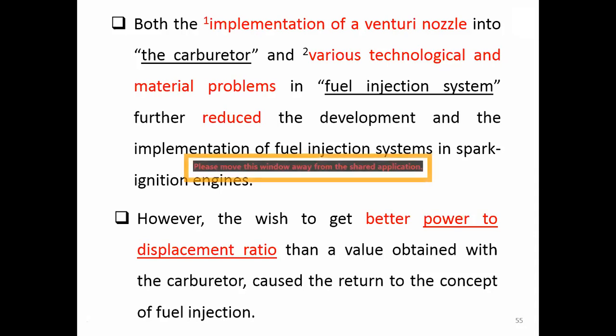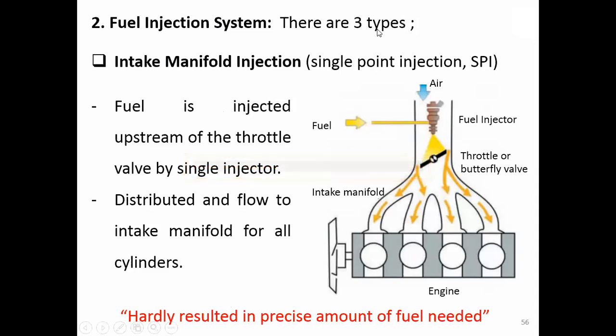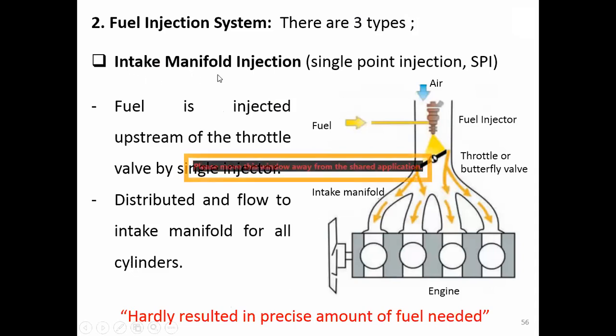So people turned to the concept of fuel injection. That means they are now willing to solve the problems that happened with the fuel injection system. And that's why nowadays most engines use the fuel injection system. Right? There are three types of fuel injection system due to its development. The first one, or the early one, they call the intake manifold injection, or single point injection, SPI.